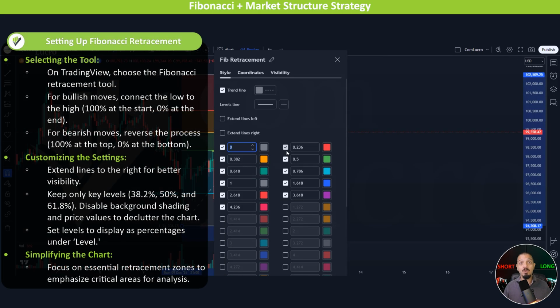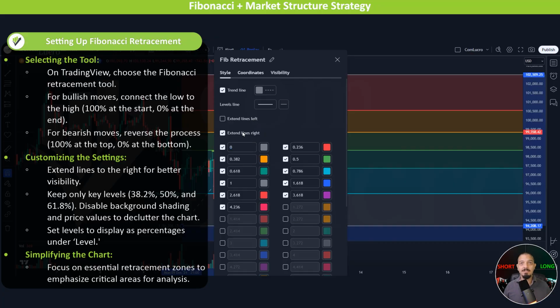Once the retracement is drawn, open the settings to customize the tool for a cleaner and more effective analysis. First, extend the lines to the right so they remain visible as the chart develops. Then uncheck all unnecessary levels, leaving only the essential ones: 38.2%, 50%, and 61.8%. These are your key retracement zones.